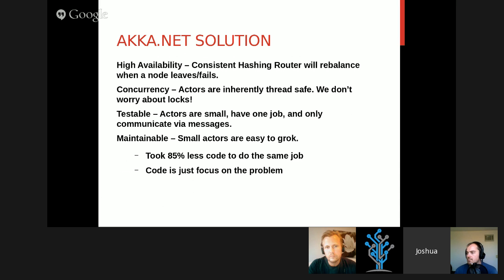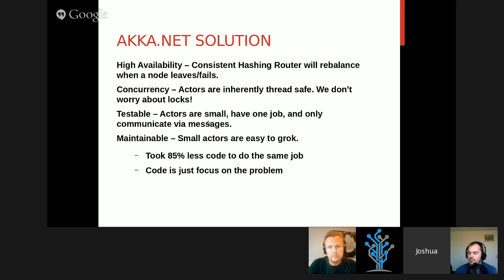So, high availability. Akka has this concept of routers, and we found that the consistent hashing router would allow us to send all the messages for a particular vehicle all to the same server, which is good. And it also supports failover. So if I have a cluster go down or a node go down, it would reroute it to a new one.